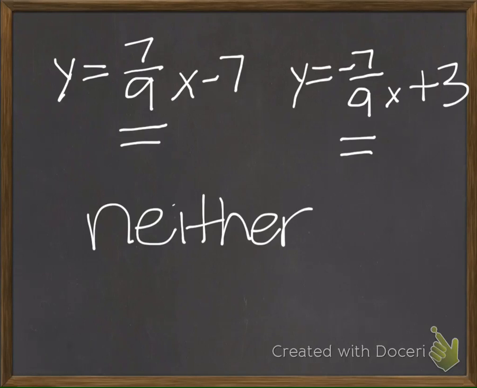Okay? For this to be perpendicular, the first slope of 7/9 would have to change to negative 9/7 in the second equation. If it were, then that would mean that it would be perpendicular.